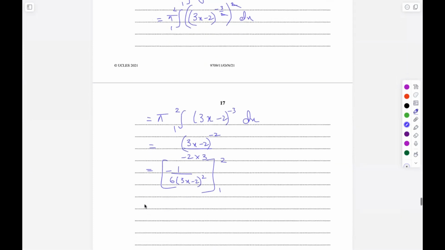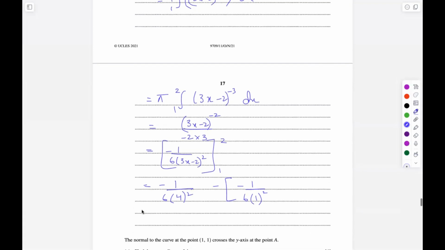Now substituting x equals to 2, we'll get minus 1 upon 6 into, so 3 times 2 will be 6 minus 2, which is 4, whole squared, minus, now we'll substitute the lower limit, which is 1. So this will become minus 1 upon 6 into 3 into 1 is 3, minus 2 will be 1, 1 squared. So simplifying this, we'll get minus 1 upon 6 times 16.